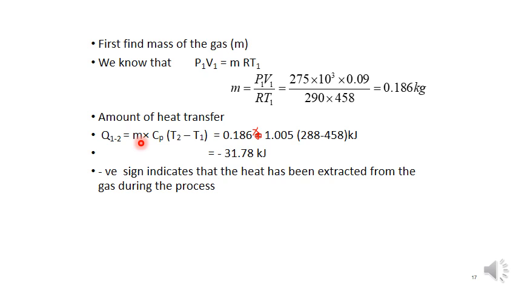So what do you want? m is equal to PV by RT. So the first condition, m is equal to P1 V1 by RT1. Substitute all the values in that P1 V1 by RT1, and we will get the m value. After getting the m value, Q is equal to mCp (T2 minus T1). So the m value 0.186, Cp value 1.005, and T2 minus T1 is 288 minus 458. It is minus 31.78 kilojoules. So we got the negative sign. What the negative sign indicates is that the heat has been extracted from the gas during the process.